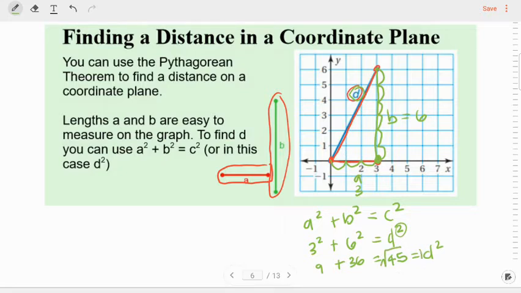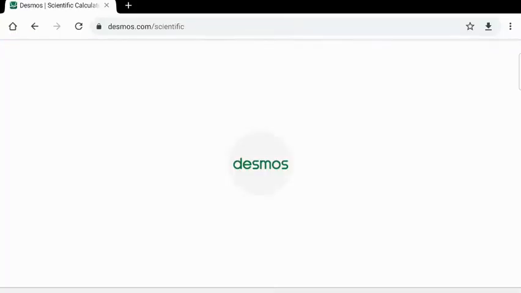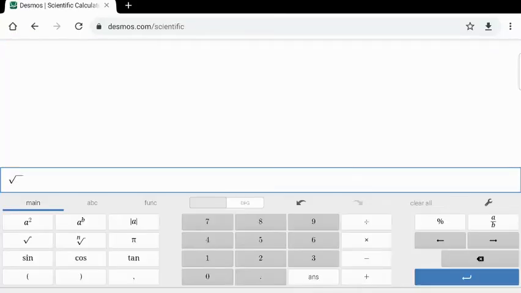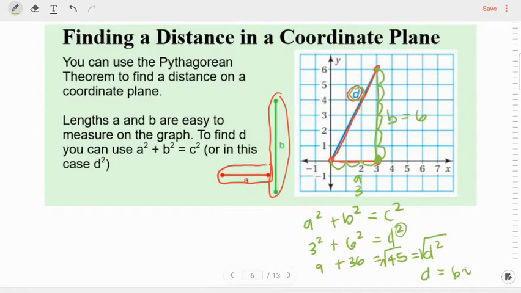So I'm going to take the square root, and I am left with D is equal to, and we're going to approximate, or let's plug it into a calculator, the square root of 45, which is about 6.7. And that is how I find the distance.